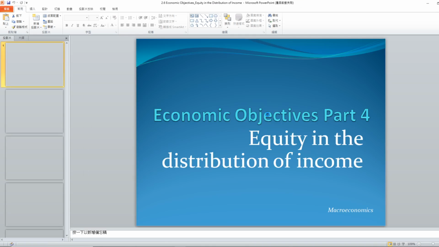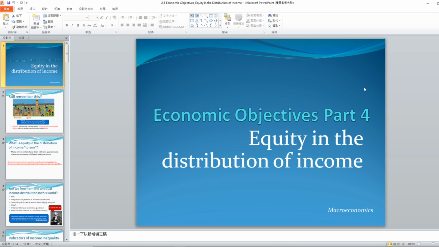So you see, we have one more objective for economics. Talking about economic objectives, it is equity in the distribution of income. We only have 4 economic objectives in IB economics, unlike GCSE, where we have 5 because we also include balance of payments. But here we only have 4. I'm just going to quickly introduce this topic, and then we will talk about it in detail on Thursday.